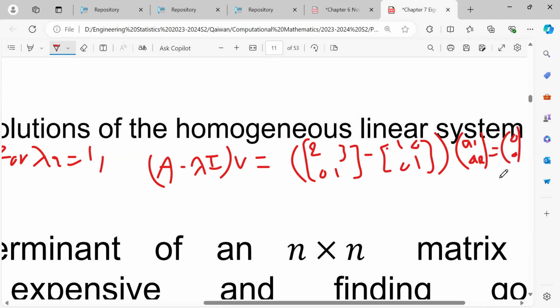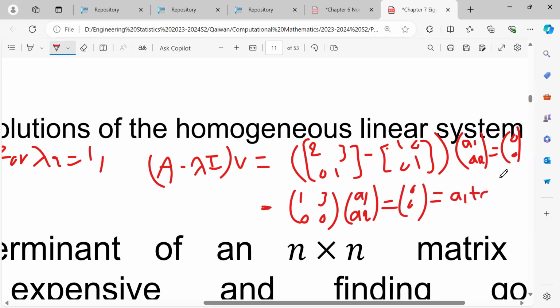Now we subtract this from the matrix A. This equals 2 minus 1 is 1, 3 minus 0 is 3, 0 minus 0 is 0, 1 minus 1 is 0. Times A1, A2 equals 0, 0. So we get that A1 plus 3A2 equals 0. And the second equation, both are 0.